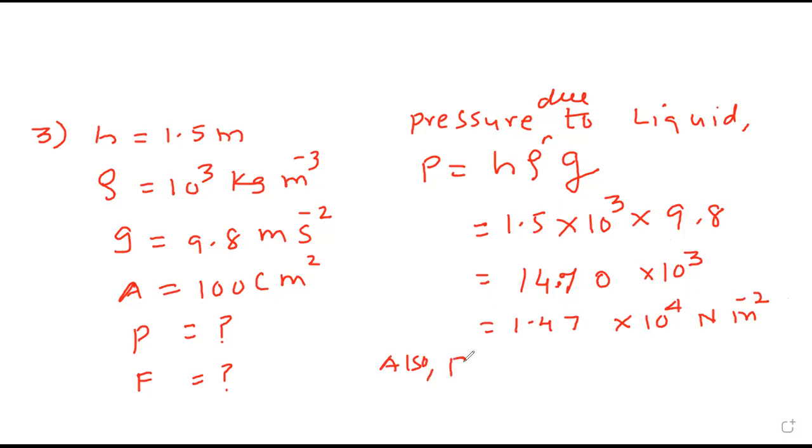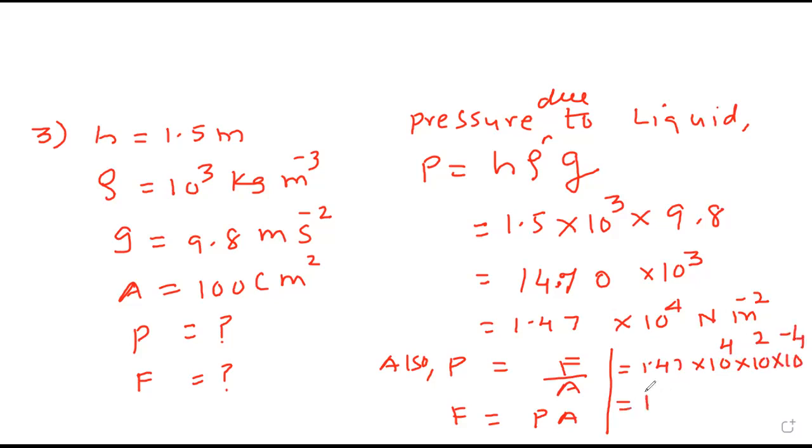Also, pressure is force upon area. So force is pressure into area. Pressure 1.47 into 10 raised to 4. Area 100, that is 10 raised to 2 centimeter square, to meter square, 10 raised to minus 4. So we get 1.47 into 10 raised to 2. That means 147 Newton.